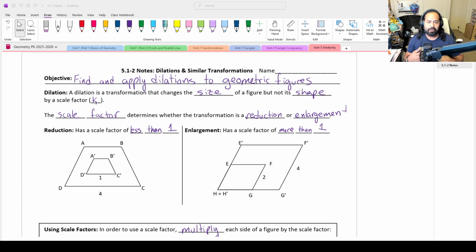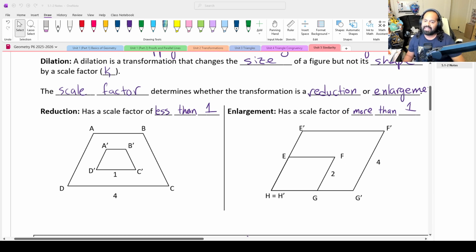reduction or enlargement. If you've ever gone to the eye doctor and they put the eye drops in your eyes, they make your retinas open up. So what will happen is that's a dilation of your eyes. Your eyes actually open up, they get bigger. So in a reduction, we say that it has a scale factor that's less than 1.